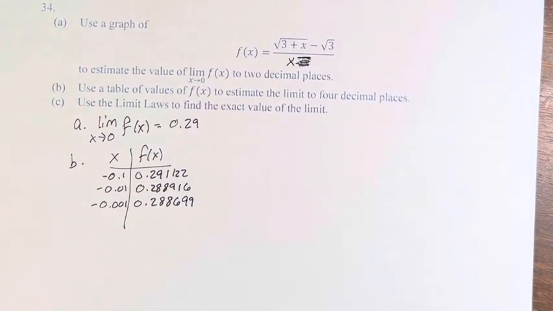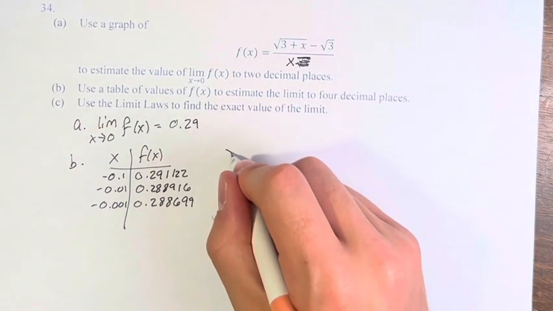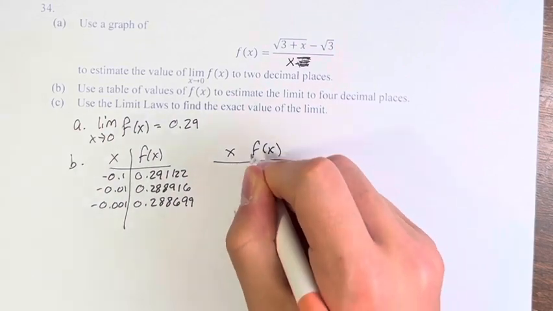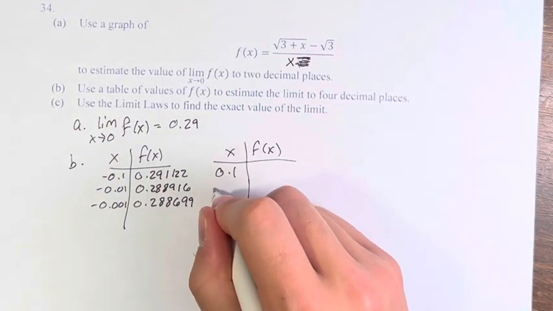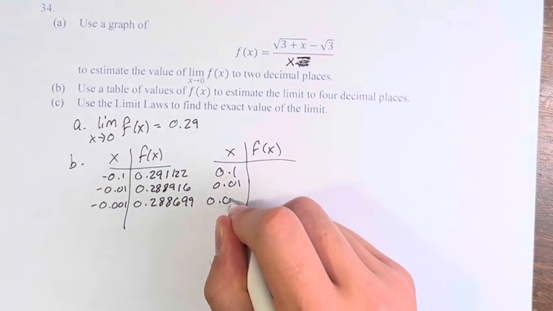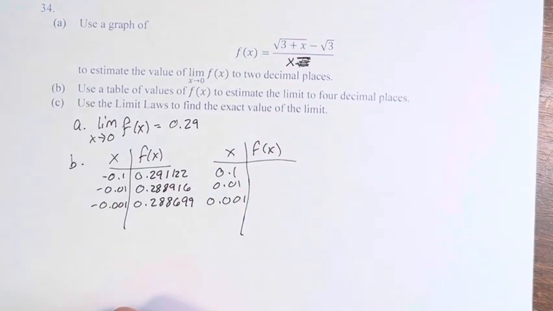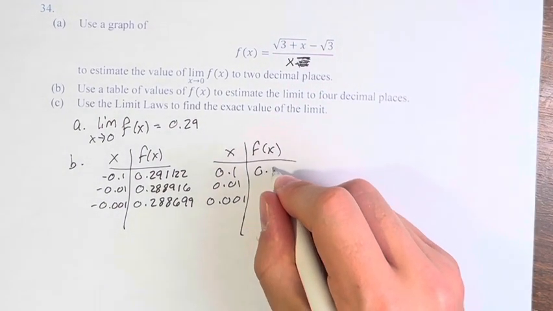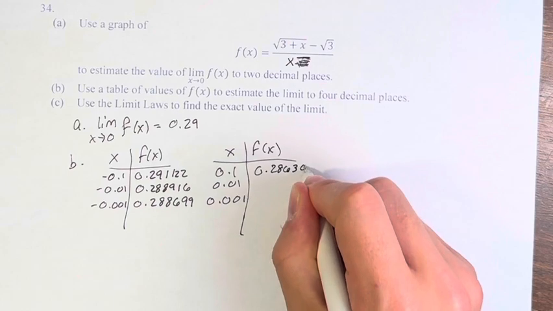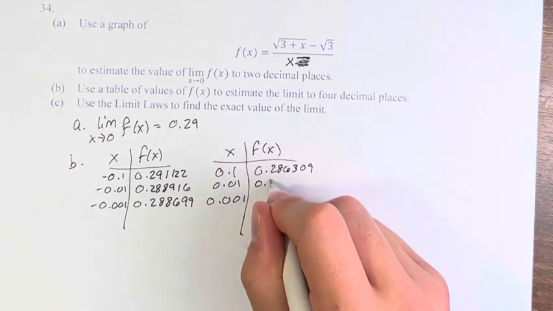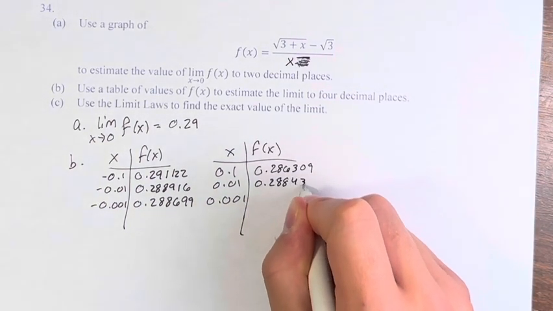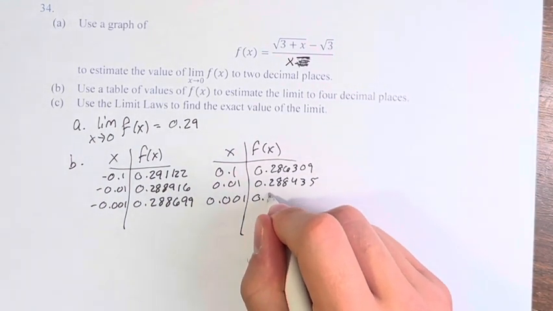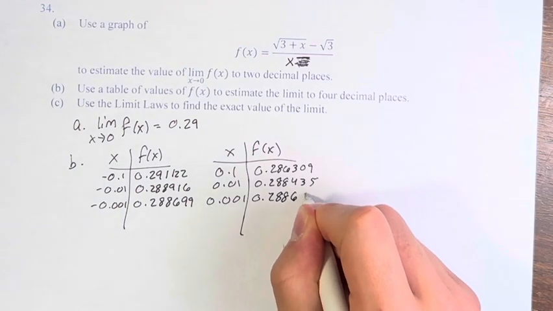And of course, we have to go from the right as well. So plugging in those values, 0.1, 0.01, 0.001, we get values of 0.286309, 0.288435, 0.288651.